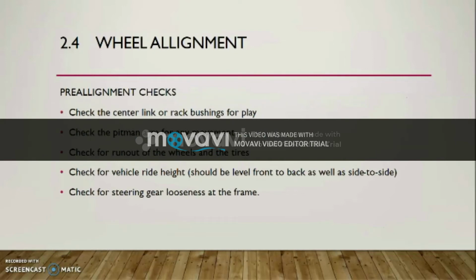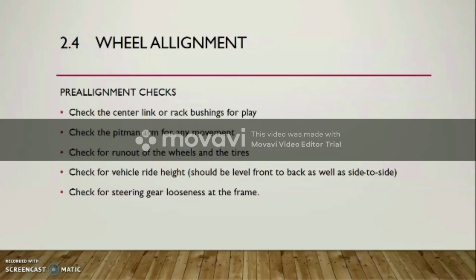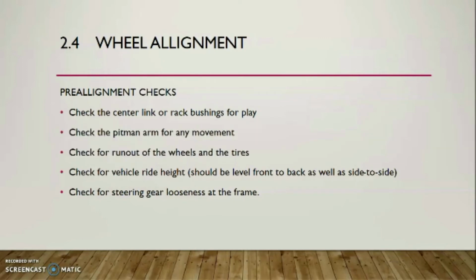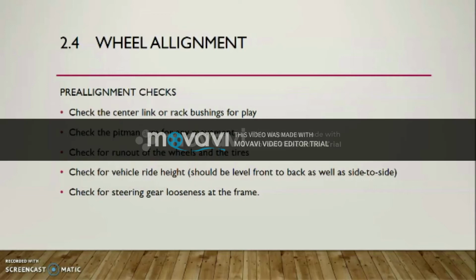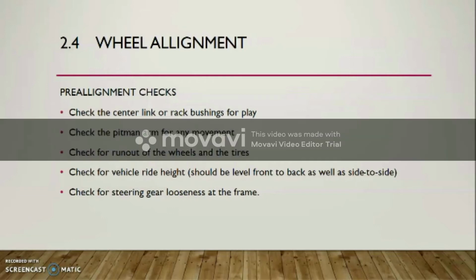Next, the next subtopic is about wheel alignment. Pre-alignment check. First, you check the center link and bushing for play. Then check the pitman arm for any movement. Check the runout of the wheel and the tires. Check the vehicle ride height. Check the steering gear looseness at the frame.